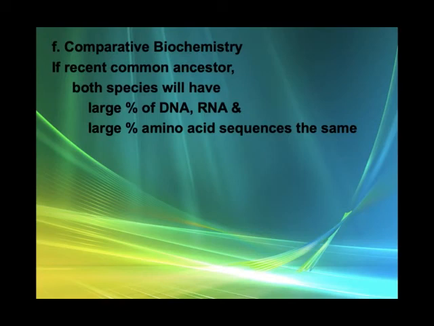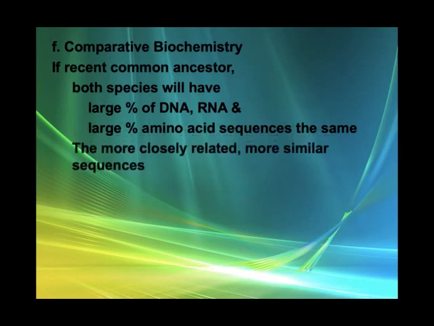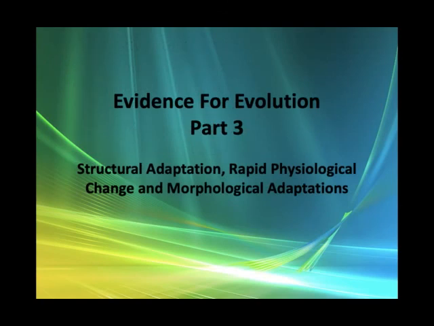So you and potentially an ape of some sort would have very, very similar DNA, more than 95% the same. But species that are a little further apart, that had their common ancestor further in the past, would have more of their DNA be unlike the other. So the more closely related, the more similar the sequences are going to be.